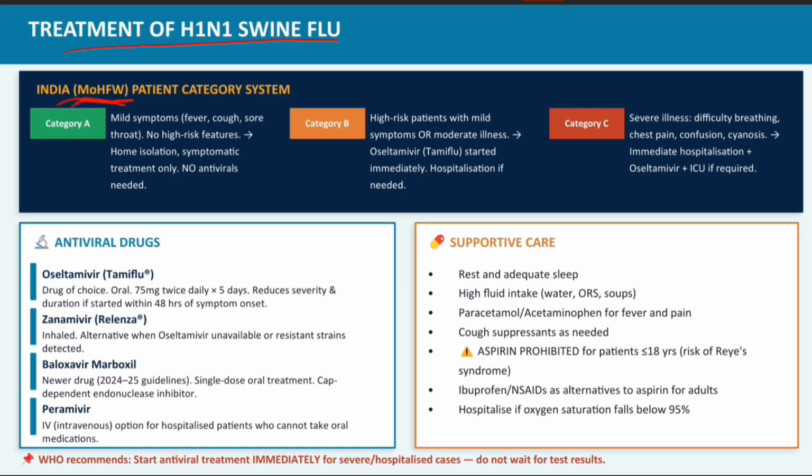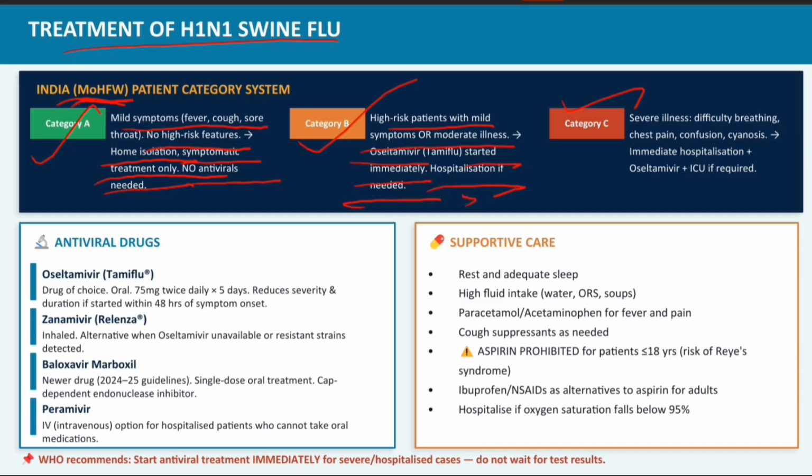The Ministry of Health and Family Welfare in India has divided patients into 3 categories: Category A, Category B and Category C. Category A: mild symptoms, fever, cough, sore throat, no high risk features, home isolation, symptomatic treatment only, no antivirals needed. Category B: high risk patients with mild symptoms or moderate illness. Oseltamivir is started immediately. This is an antiviral drug, with hospitalization if needed.